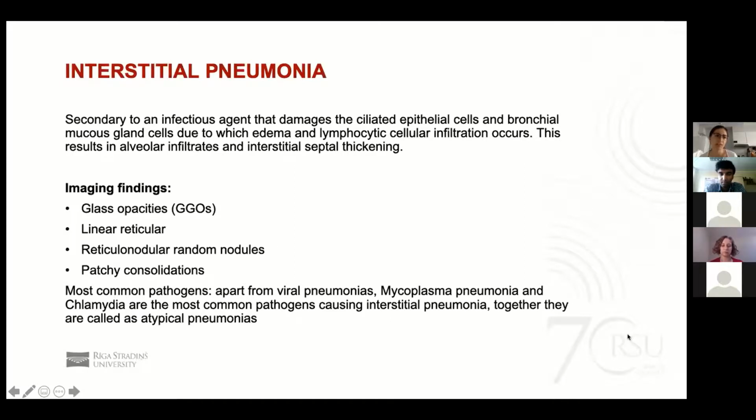And the next one is interstitial pneumonia, which is caused as a secondary effect of an infectious agent, which damages the ciliated epithelial cells and the bronchial mucous gland cells, and due to edema and lymphocytic cellular infiltration, inflammatory cells will invade the bronchus and the lung area. This will lead to alveolar infiltration and interstitial septal thickening, so the thickening of the bronchioles, and in general the lung will be more dense, more whitish.